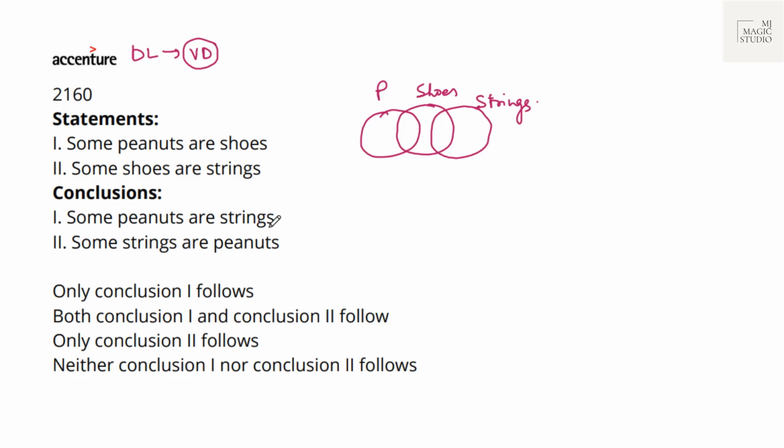Now conclusion: some peanuts are strings. Can we see any peanut as a string? No, not necessarily. It is not always possible that some peanuts would be strings. Yes, we can have a Venn diagram like this, where this is peanuts and this is shoe, and some shoes are strings. We can also draw it like this. And here we can see that some peanuts are strings. But in the first Venn diagram, some peanuts are not strings. That means conclusion 1 is not following in both the diagrams.